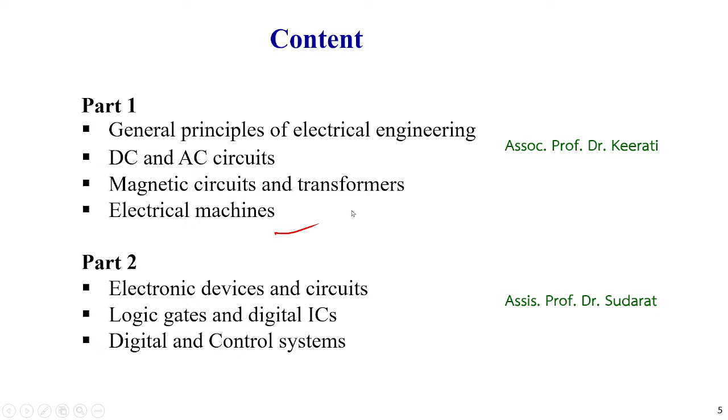I will try to go as slowly as possible. Maybe you get sleepy, I don't know. If you want it faster, you can tell me. The second part is electronic devices. You will learn about the diode, transistor, electronic circuits, logic gates, digital IC circuits, and digital and control systems, which are basic knowledge in the factory, in the smart building, in the smart factory. It will be useful for you.